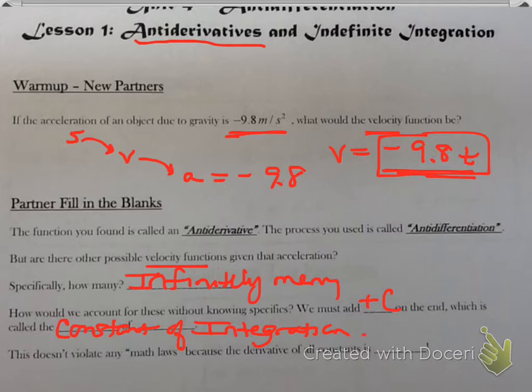Integration is just an alternative term for antidifferentiation, right? So the reason that this doesn't violate any rules is because the derivative of any constant would have been 0, right? So that really allows us the flexibility we need. Now, how would we know if this was something specific? Well, we'll get into that a little bit later. How would we know if this specific velocity function was plus 8 or minus 16 or whatever it might be? And we'll get into that with some initial conditions later on in the lesson.